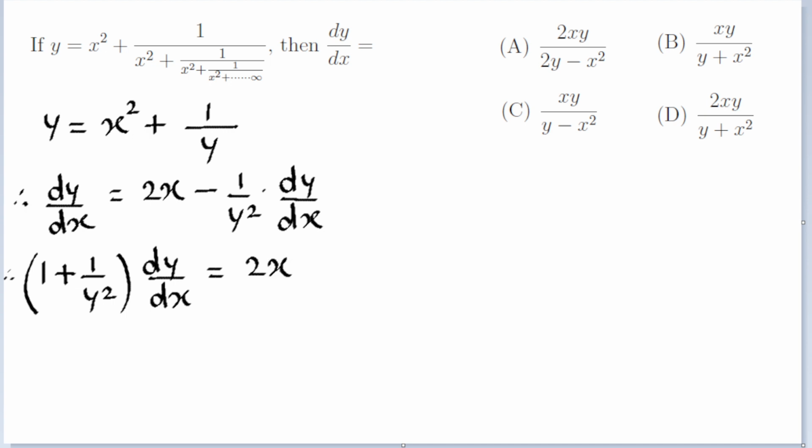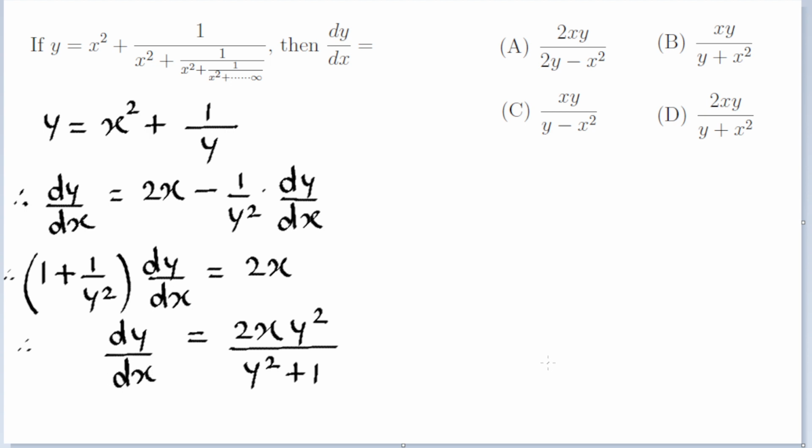1 plus 1 upon y square in one bracket multiplied with dy by dx equal to 2x. So if you add the two terms in the bracket, we get y square plus 1 upon y square, and taking that to the right side gives you 2x y square divided by y square plus 1 is nothing but dy by dx. So we got an expression for dy by dx. But observe that this expression is not given in any one of the options.